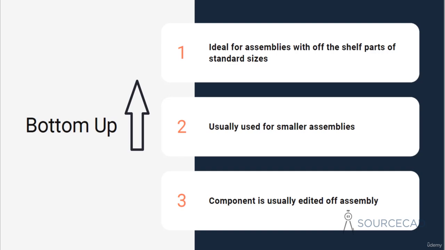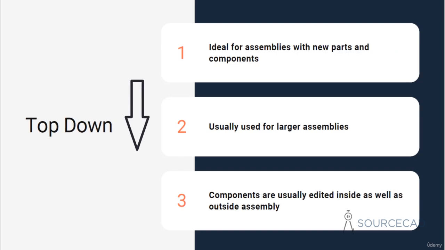Now, when it comes to the top-down approach, it is slightly different. In this case, we start with one component and then we use that component to make another one, and again that assembly to make another component, and so on. So in this method, we actually use the existing components to make the next set of components. And as you can guess, in this case, we usually use new parts.